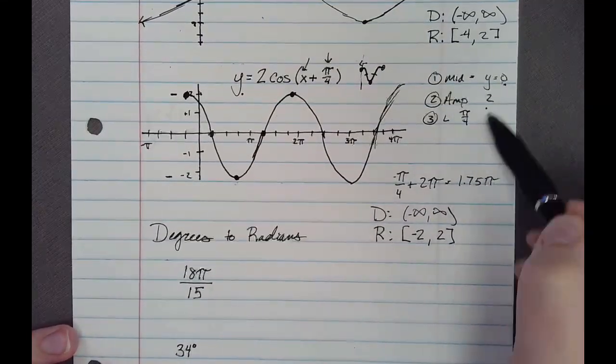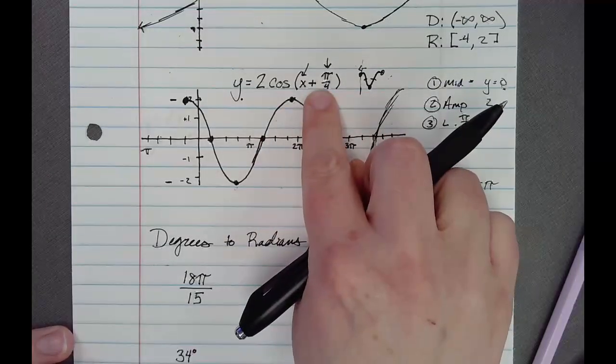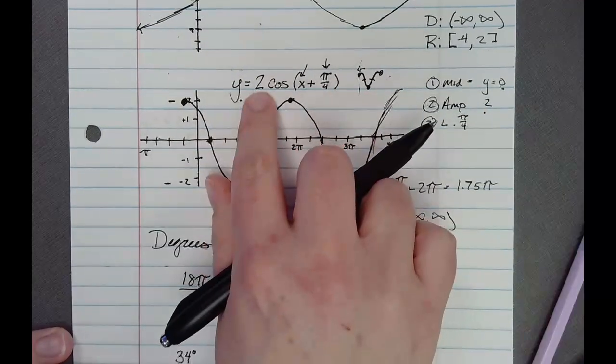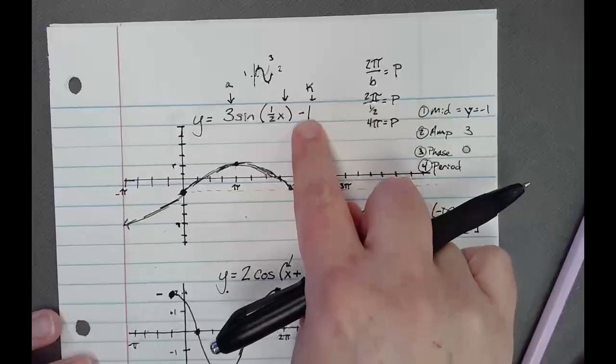You may be asked to list all these pieces off to the side. So our phase shift came from here. Our amplitude came from here. Our midline came from our k value, which we didn't have on this one, but we did have up here.